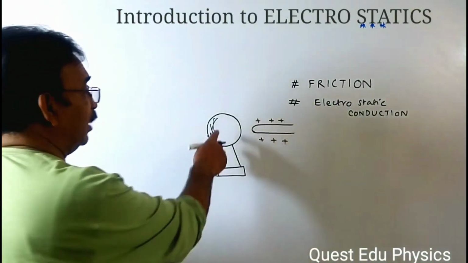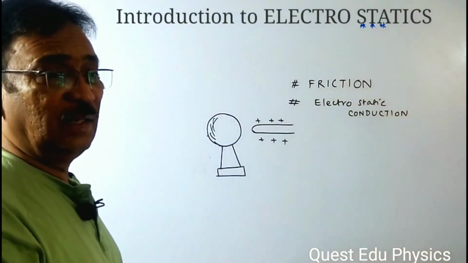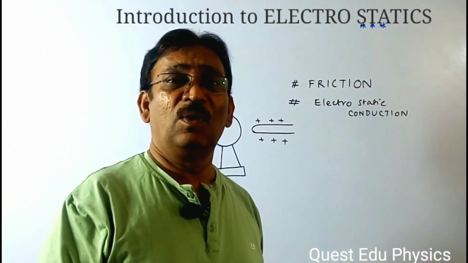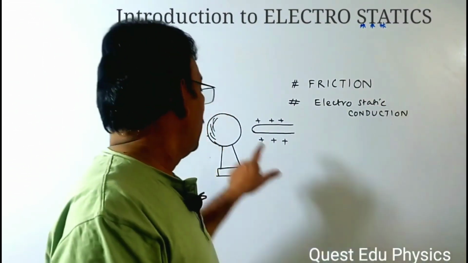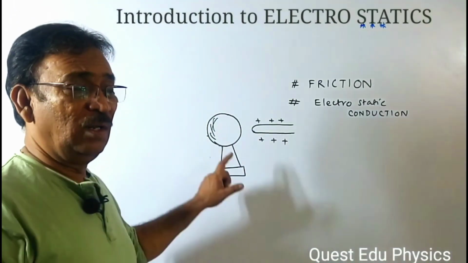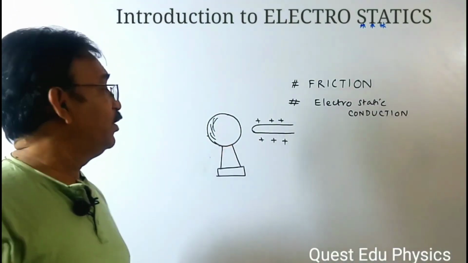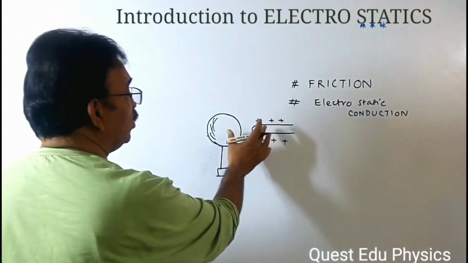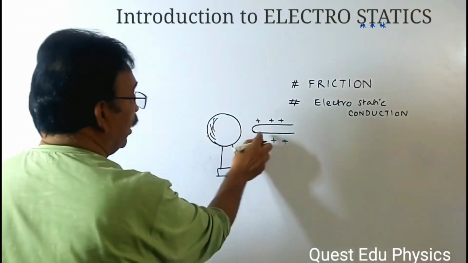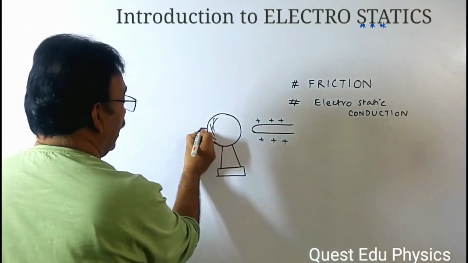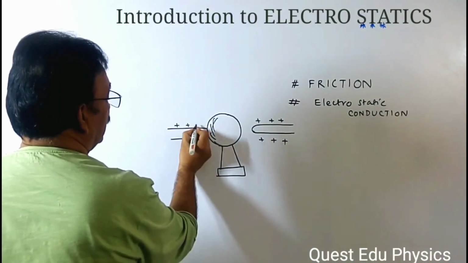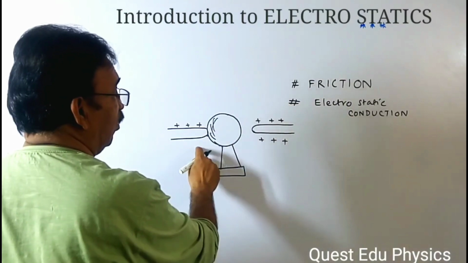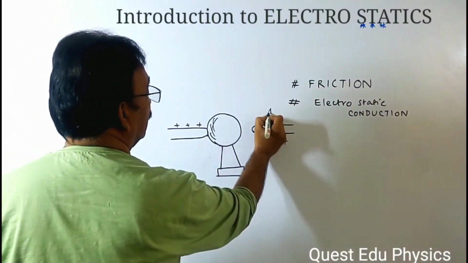This sphere is an electrically neutral body. That means it doesn't have any excess positive or negative ions; it has an equal number of positive and negative charges. Then I have to bring it into contact with the rod. This is the first stage. Then I put the same rod here, plus plus plus. Then what happens here? It is the initial state.